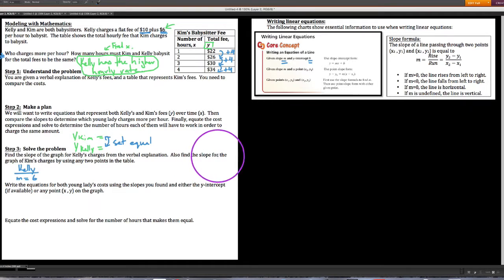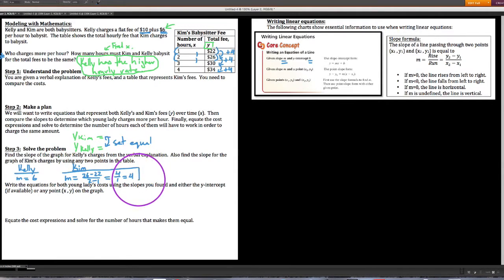Also find the slope for the graph of Kim's charges by using any 2 points in the table. We have a couple of xy pairs, and it doesn't matter which ones we pick. Let's say x1, y1 is (1, 22) and x2, y2 is (2, 26). As far as Kim is concerned, the slope, or her rate of change, is equal to y2 minus y1, so 26 minus 22, over 2 minus 1. We get 4 over 1, or in other words, $4 per hour.